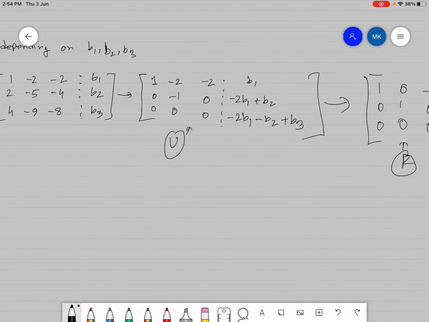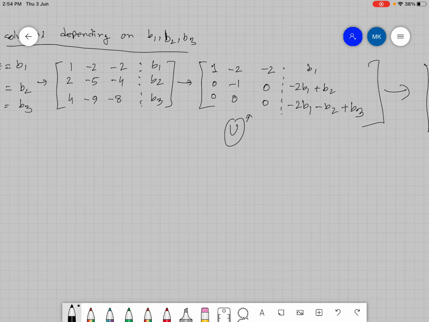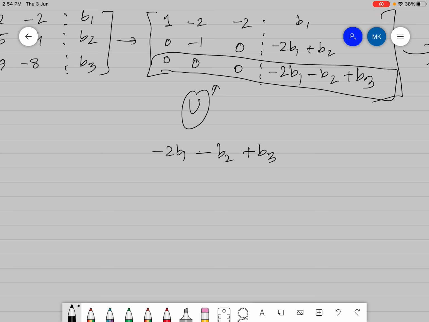Okay, so it says to find all solutions depending on b1, b2, b3, and what is the dependence here? The dependence is this. So negative 2b1 minus b2 plus b3 has to be equal to 0, right? So this is the solvability condition.